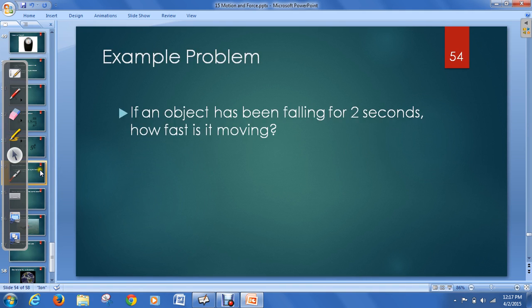Let's try an example problem really quick. If an object has been falling for 2 seconds, how fast is it moving? We know that g, the gravitational acceleration, is constant. It's equal to 9.8 meters per second squared. We also know that it's been falling for 2 seconds, so t equals 2 seconds. And then to find the velocity, we just multiply them together because v equals gt.